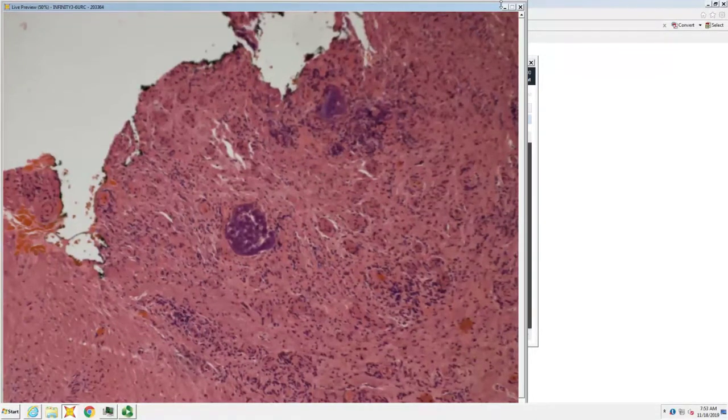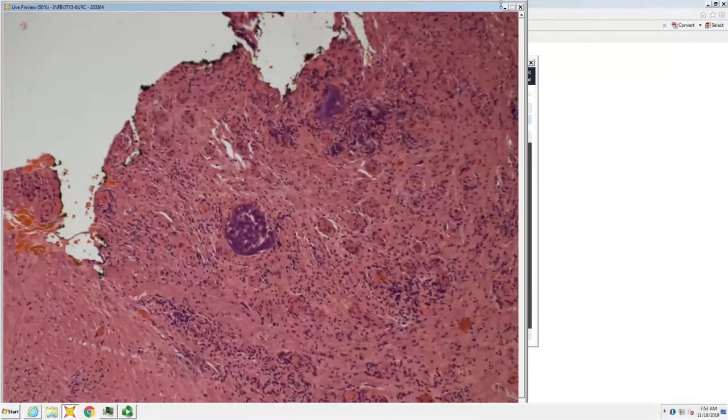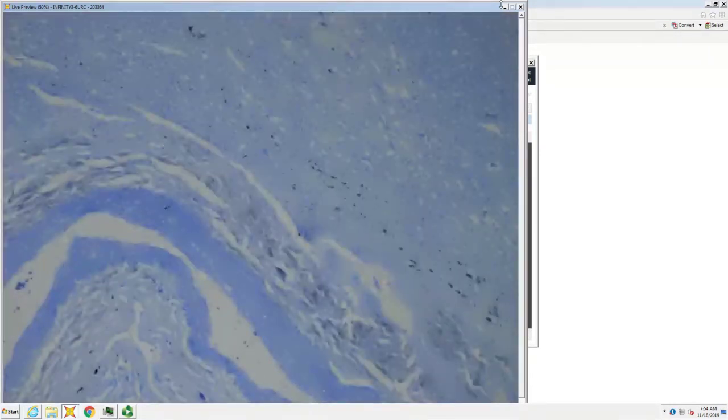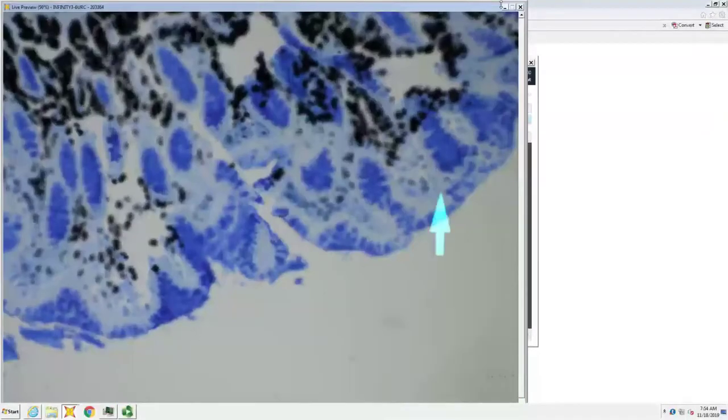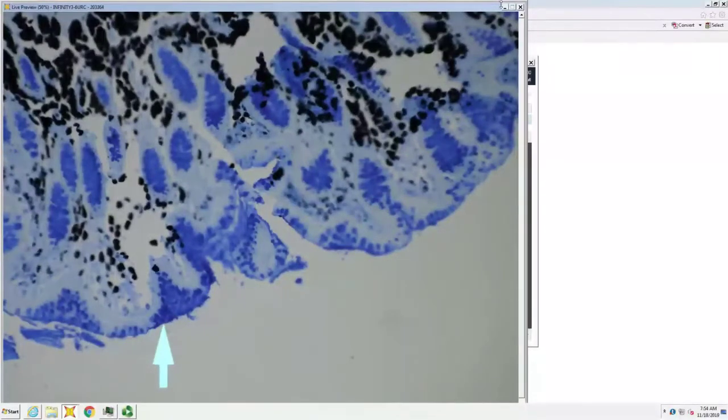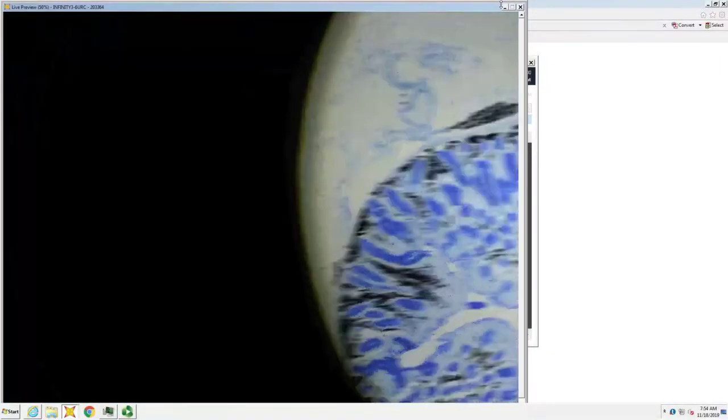Mycetoma. Mycetoma, and given that it's uniform blue, probably an actino rather than a eumycetoma. This one I'll just walk you through. This is an Alcian blue stain. You can see the Alcian blue in the colonic mucosa picking up the goblet cells, so that's your control.